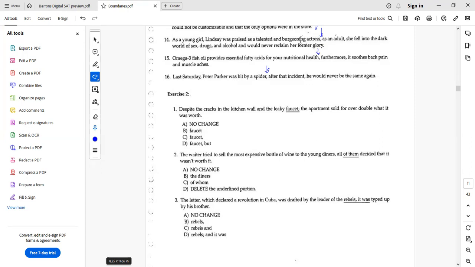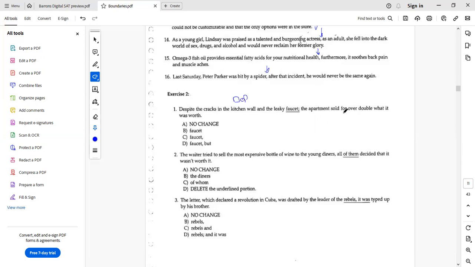Waiting for Masa and Abdul Munam. Only you have number 2 wrong, Masa. Abdul Munam, yes, 3 of them right. Okay. Masa and Dalal. As you can find here, despite is a subordinate conjunction, the cracks in the kitchen wall and the leaky faucet. So this is dependent.